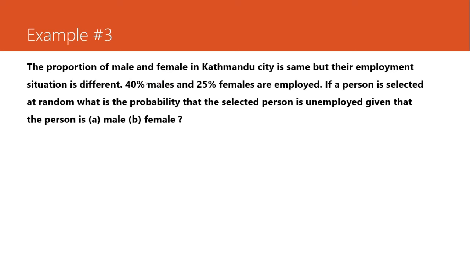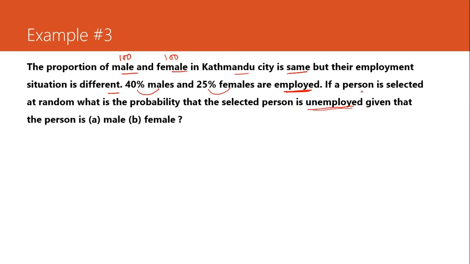Example 3. Just like the previous one, the proportion of male and female in Kathmandu city is the same or equal. Both mean the same thing. So let us assume male as 100 and female as 100. But their employment situation is different. 40% of males and 25% of females are employed. This is the data of employed. If a person is selected at random, what is the probability that the selected person is unemployed?